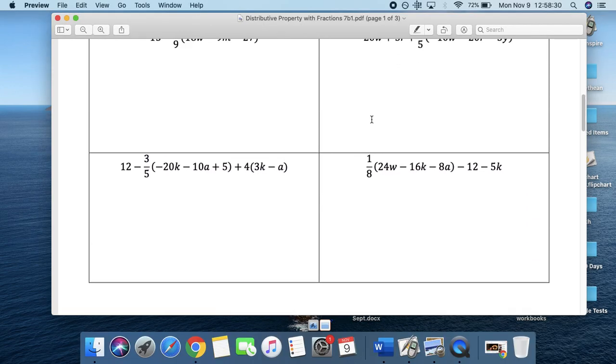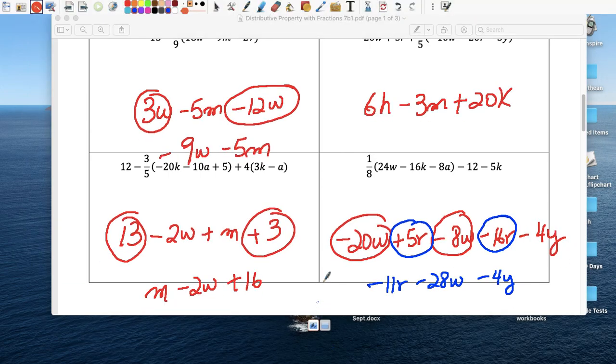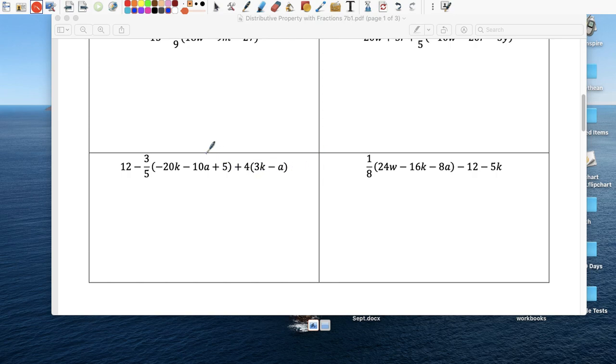Last one on the page, and the last one you were asked to do. Clear, clear. Again, 12 just hangs around. There's two distributive properties here, so we have this, and then we have this happening. Remember, we're using the distributive property to remove the parentheses, so that we can then combine the like terms.